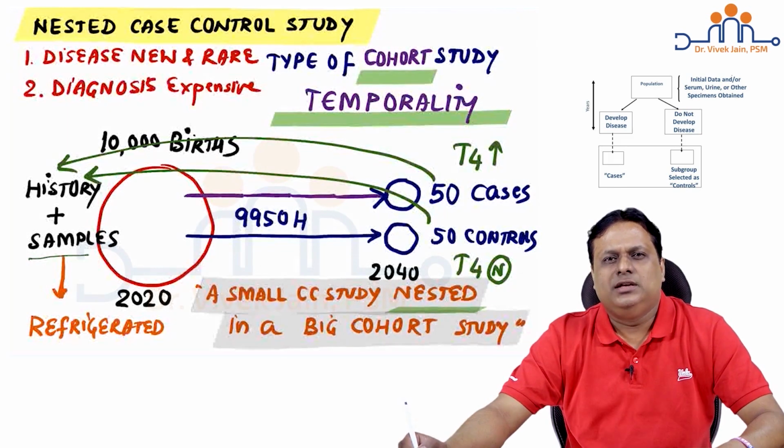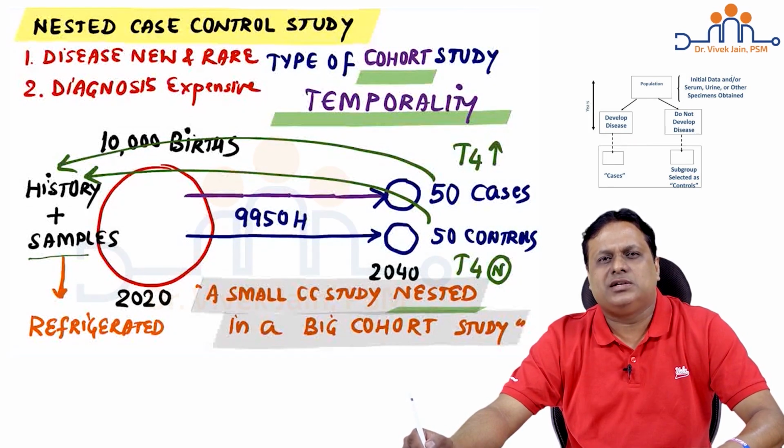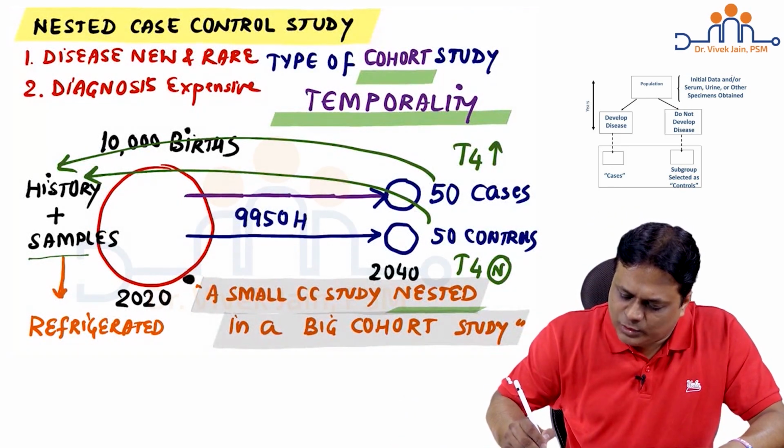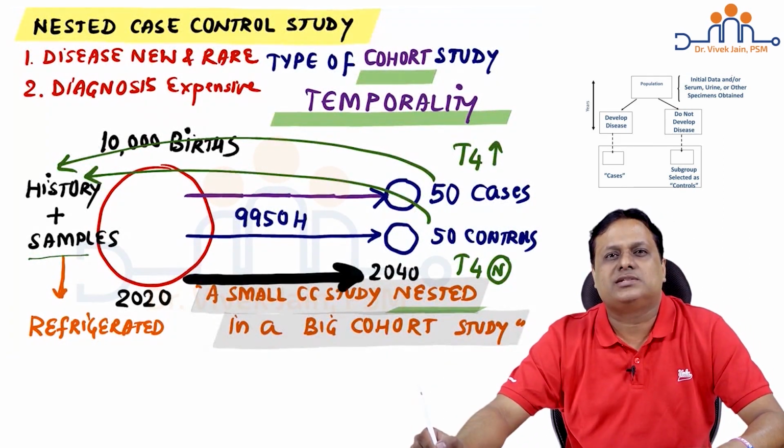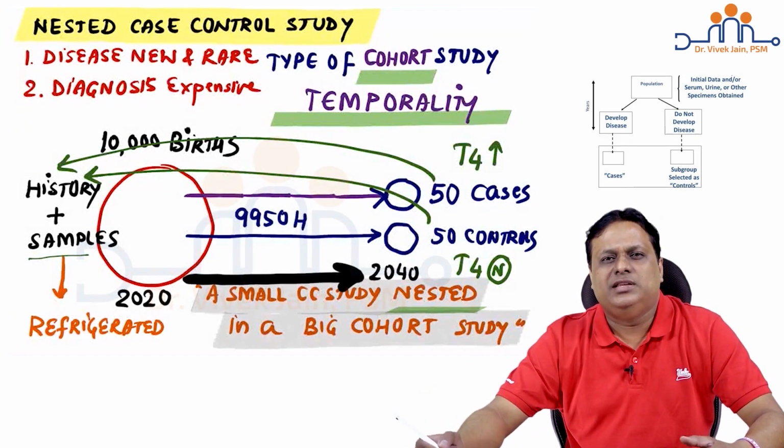Now if you see in this study design, we are going forward from 2020 to 40. So it is a forward-looking cohort study. But when the disease occurs, we come back and compare history and blood samples of cases and controls, and it becomes a case control study. So it is a combination of cohort plus case control. Then why is it mainly known as a cohort study? Because if I ask you to start this study today, you will have to go forward till 20, 30 or 40 years. Then the disease will occur. Then you will come back and do a case control study.